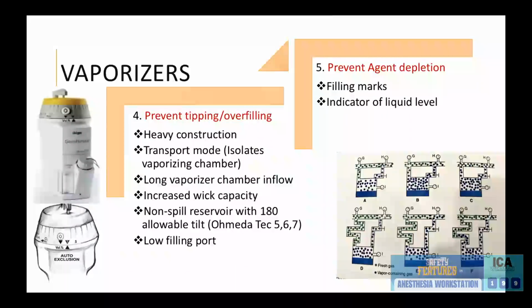Now, to prevent tipping, the vaporizers are heavily made. They have a heavy construction. There is a transport mode, which isolates the vaporizing chamber. There is a long vaporizer chamber inflow, so that even if it tilts a little, the agent does not go into the bypass channel. Tec 5, 6, 7 in Ohmeda machines have a non-spill reservoir with 180 degrees allowable tilt. To prevent overfilling, the filling ports are low. And to prevent agent depletion, when you're filling, you can see where your agent is. There is a low filling mark and a high filling mark, which guide you while filling the vaporizer.